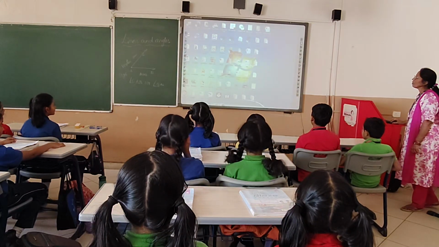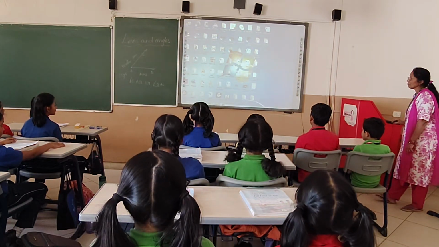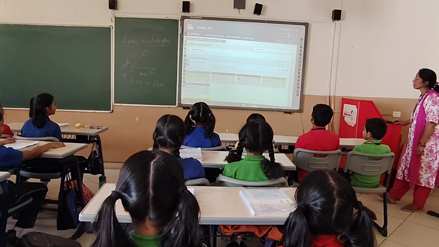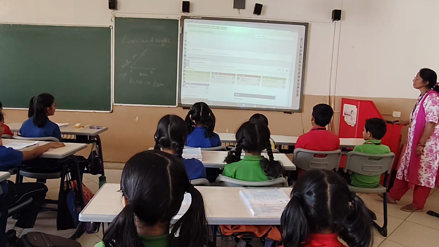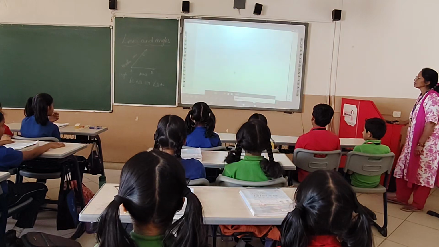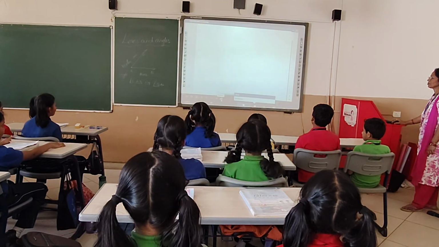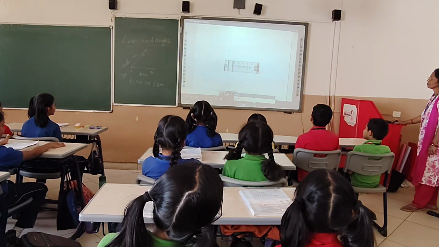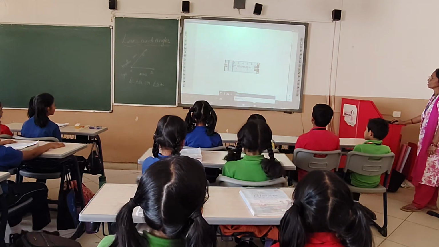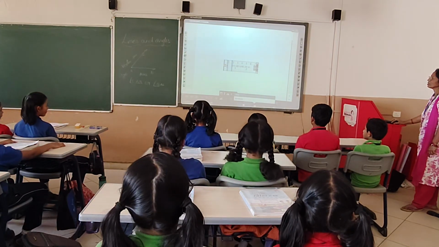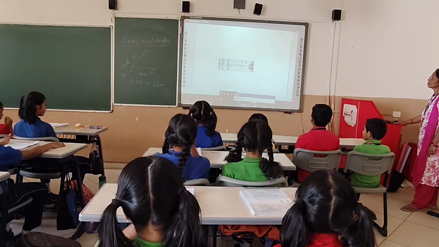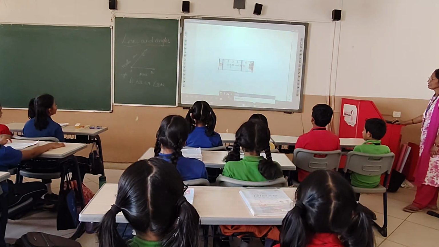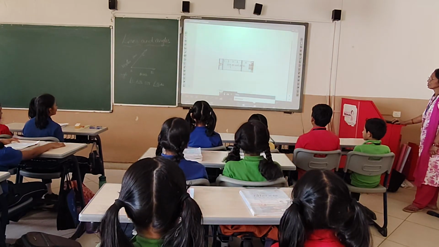So I was telling you how to measure angles. With the help of the protractor, you are going to measure angles. This is a ruler, children. Suppose I just take 5 centimeters, okay, and then draw a line.